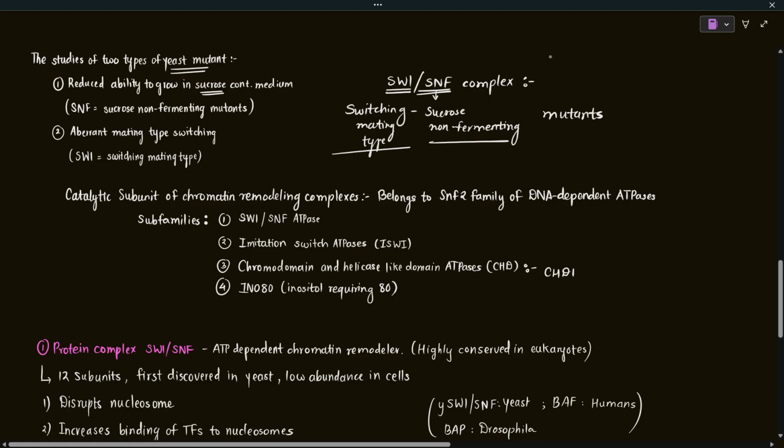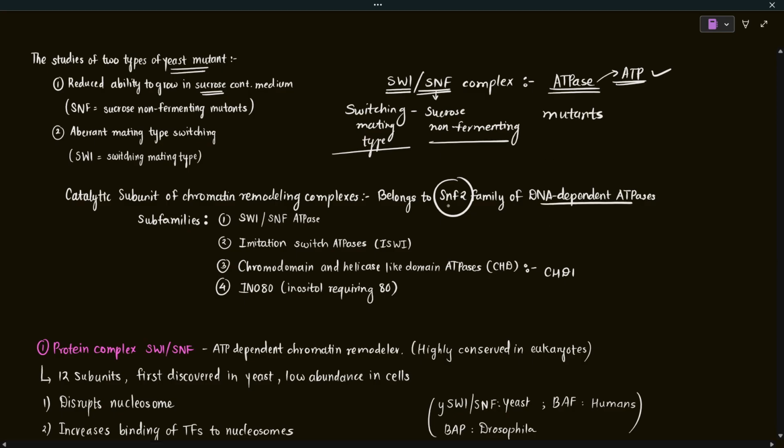This SWI-SNF complex has a catalytic subunit. It is made up of a lot of proteins, right? It has a catalytic subunit with ATPase activity, which hydrolyzes ATP, and that energy is required for chromatin remodeling. This ATPase subunit belongs to the SNF2 family of DNA dependent ATPases.